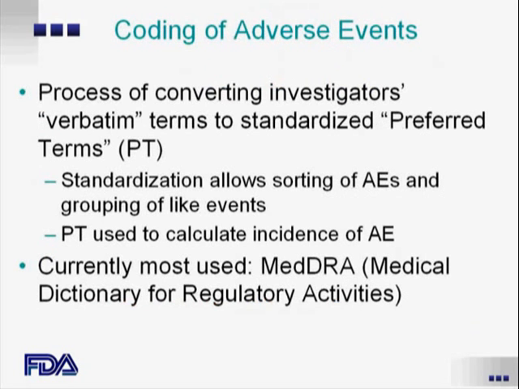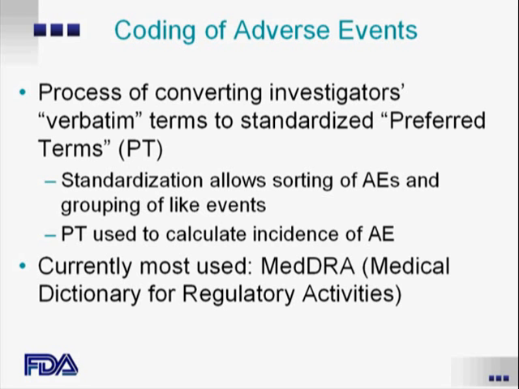When you are recording and reporting your adverse events, you use a certain terminology, but then this native term will be converted to a standardized term. This allows the sponsor and then FDA reviewers to assess the safety of the product in the aggregate, to allow the standardized analysis, sorting, and grouping of like events. Preferred term is used to calculate incidence of adverse events. It's the lowest unit that we are considering for analysis of safety.